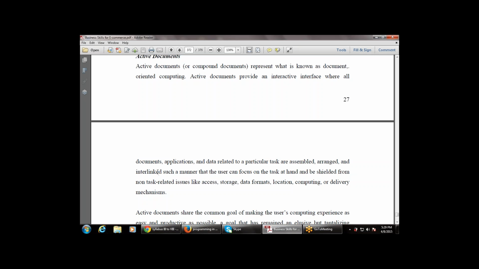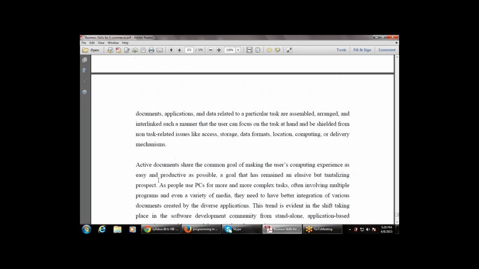That is, active documents means an interactive interface where all the documents, applications, and data related to a particular task are assembled, arranged, and interlinked in such a manner that the user can focus on the task at hand and can be shielded from non-task related issues like access, storage, data formats, location, computing, or delivery mechanism.